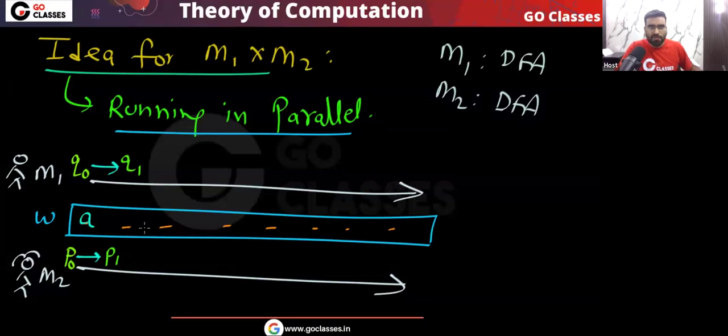Now you tell me, for intersection, when will this W be accepted? I'm asking for the intersection operation.